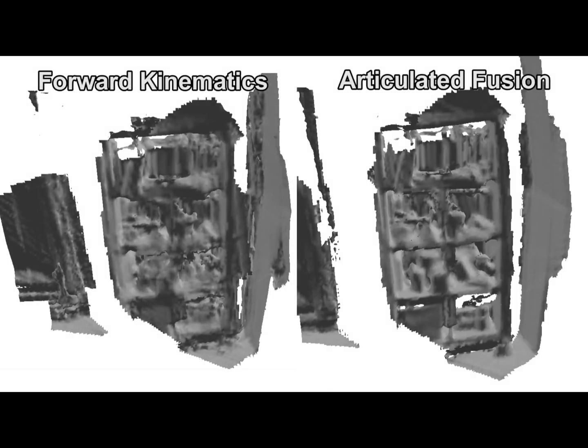As the robot scans the scene, it moves its joint angles so that the depth sensor measurements correspond with the surface of the signed distance field, which is shown in gray. The system runs entirely on the CPU, and the model here takes up about 200 megabytes of memory. By using articulated fusion, the quality of the reconstruction is dramatically improved over forward kinematics, especially around the edges of objects.